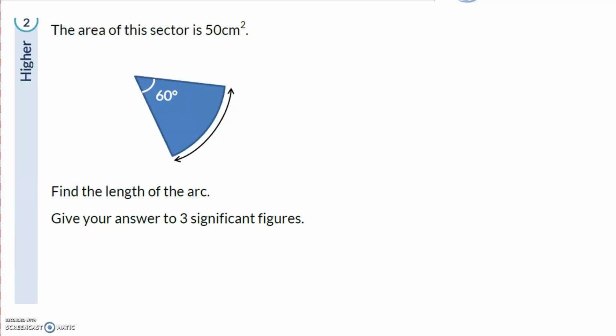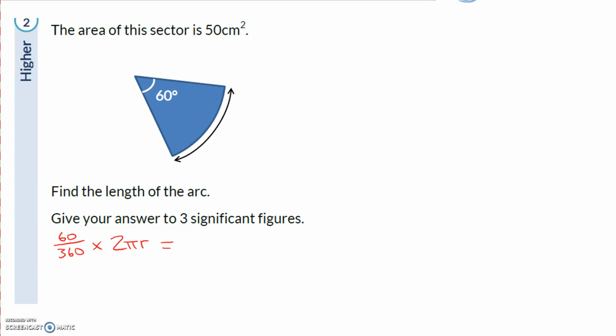Okay, so we could write a formula for the length of the arc. We know we need 60 over 360, because that's the fraction of the whole circle, multiplied by 2 pi r for our circumference. So that's what fraction of the whole circumference, 60 over 360 times 2 pi r. Now straight away we're probably going to realise that that's our expression for the length of the arc.